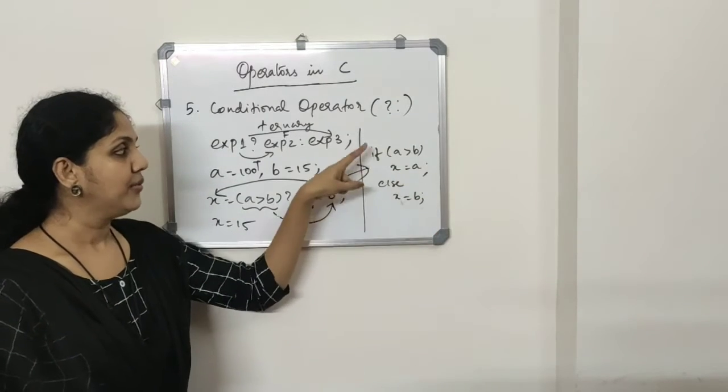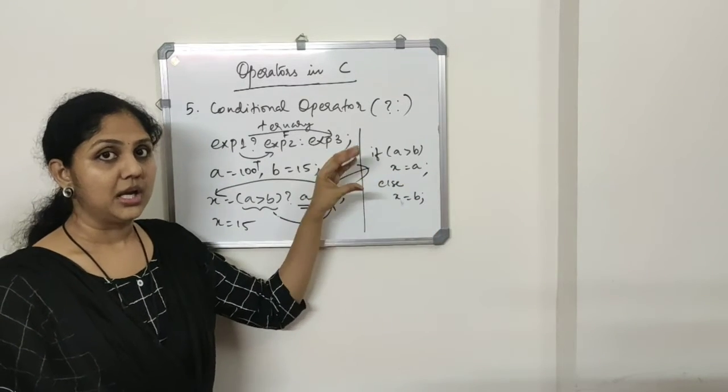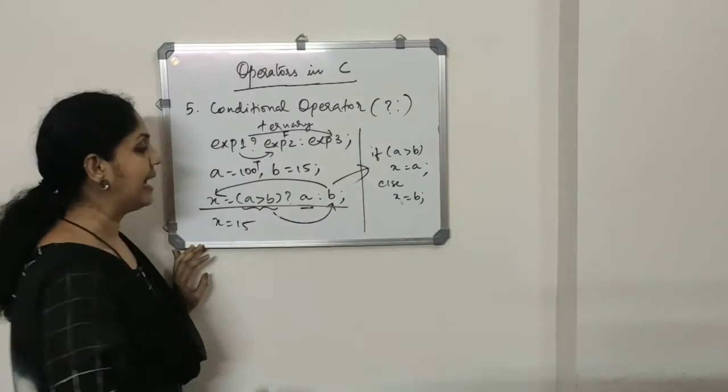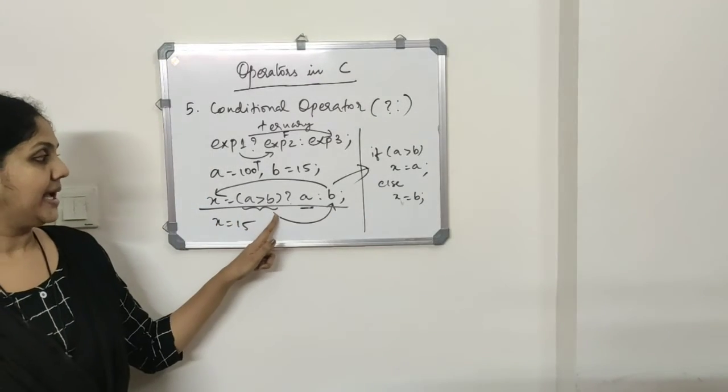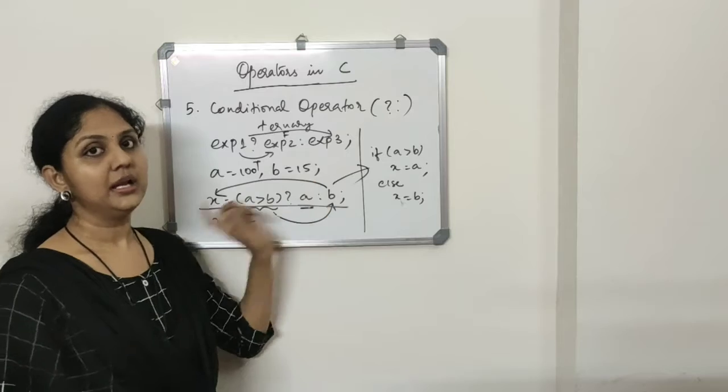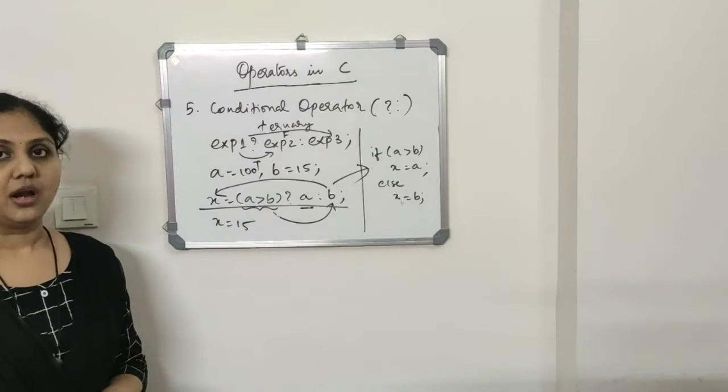Okay, so these 4 statements can be reduced and written in a single line like this: X equal to A greater than B, question mark, A colon B. This is the conditional operator.